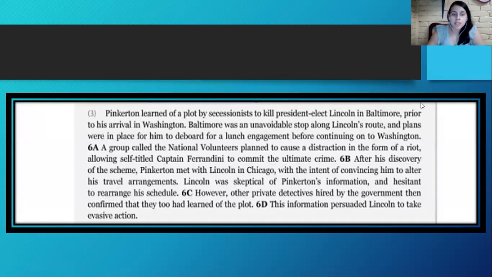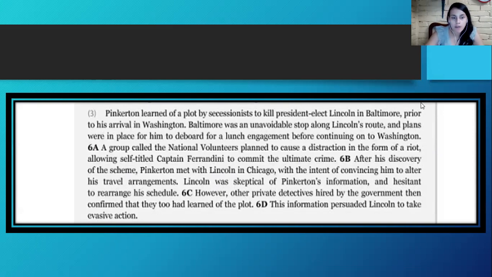So, Pinkerton learned of a plot by secessionists to call President-elect Lincoln in Baltimore prior to his arrival in Washington. Baltimore was an inevitable stop along Lincoln's road, and plans were in place for him to depart for a launch engagement before continuing on to Washington. A group called the National Volunteers planned to cause a distraction in the front, a riot allowing self-titled caption for Ranjani to commit the ultimate crime.